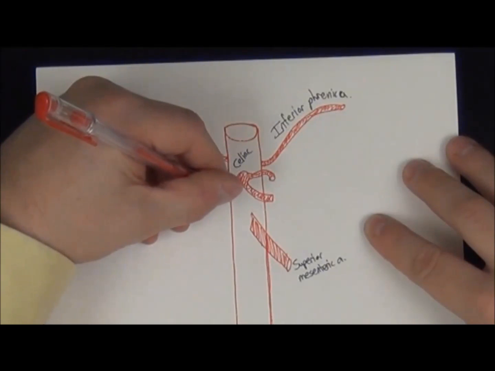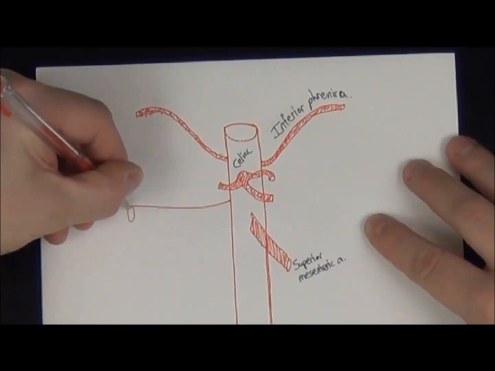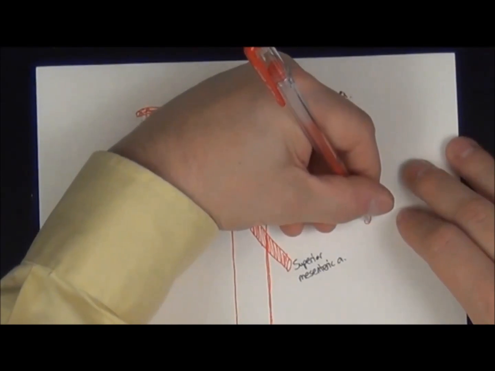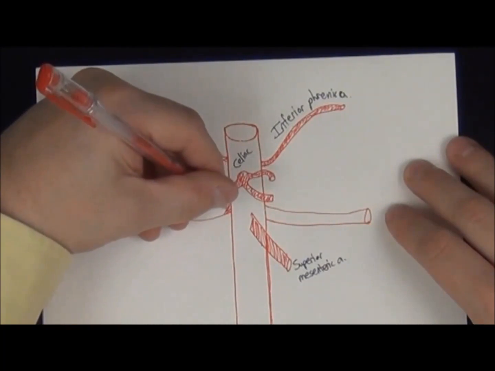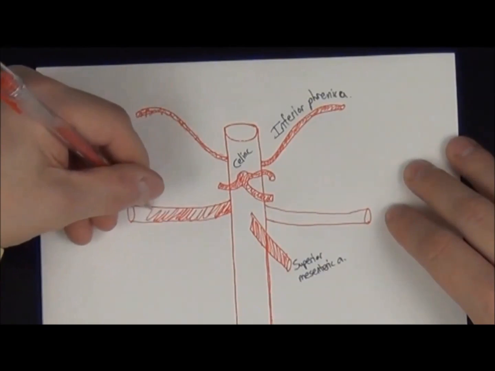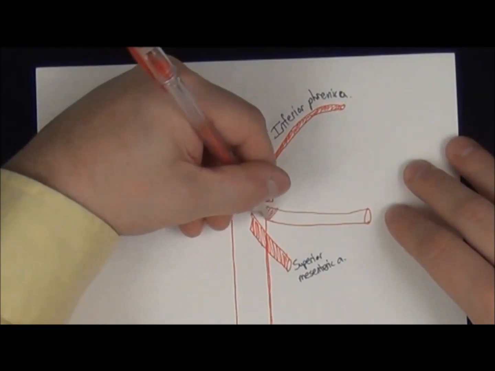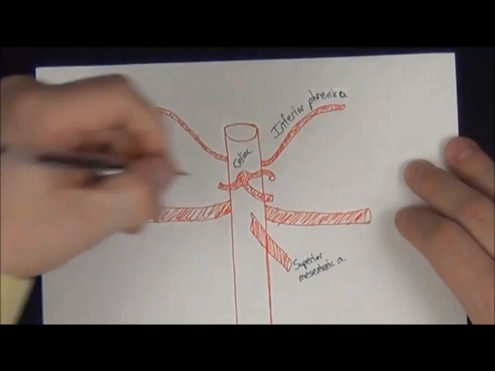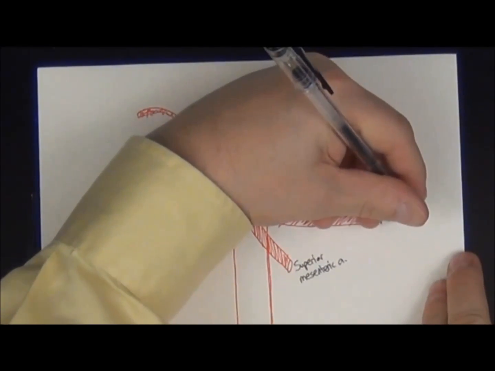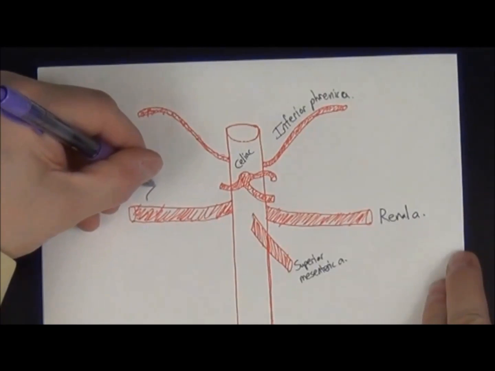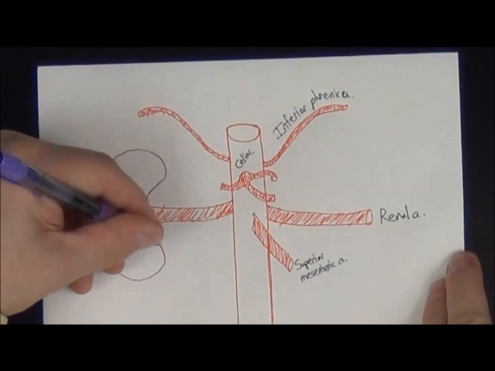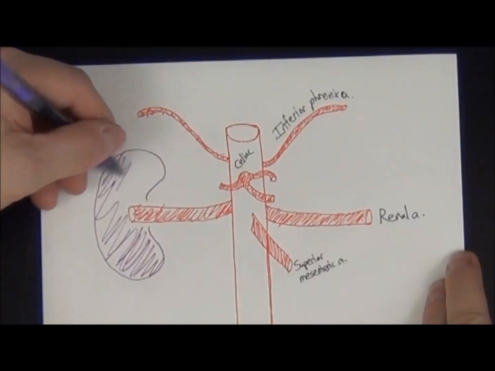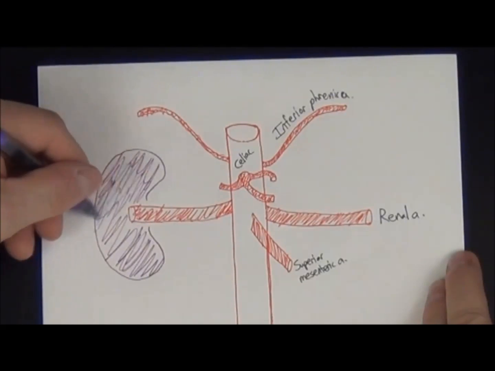And next up, two very big arteries going right and left. These are the renal arteries going to the kidney. Only drawing one, but there are two, one on the other side as well.